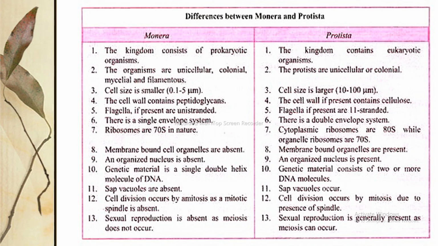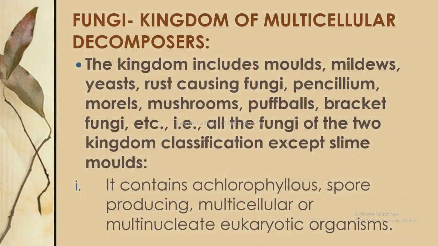Genetic material is a single double helix molecule of DNA, and genetic material consists of 2 or more DNA molecules. Sap vacuoles are absent. Sap vacuoles occur. Cell division occurs by amitosis as a mitotic spindle is absent. Cell division occurs by mitosis due to presence of spindle. Sexual reproduction is absent as meiosis doesn't occur. Sexual reproduction is generally present as meiosis can occur.